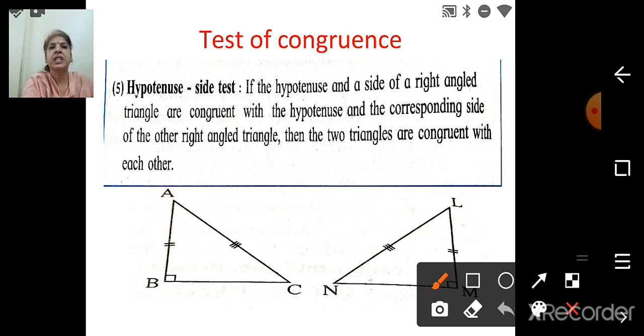So in the first triangle AC is the hypotenuse and in the second one LN is the hypotenuse. So, hypotenuse side test: hypotenuse and a side. Here which side is given? One side is AB and here it is LM. So in the hypotenuse side test, the hypotenuse and a side should be congruent with the corresponding hypotenuse and side of the other triangle. Then the triangles are congruent with each other.